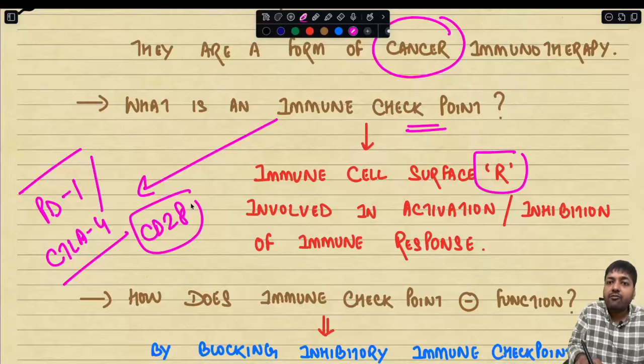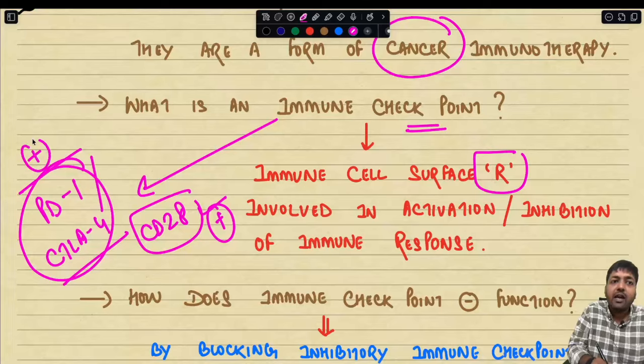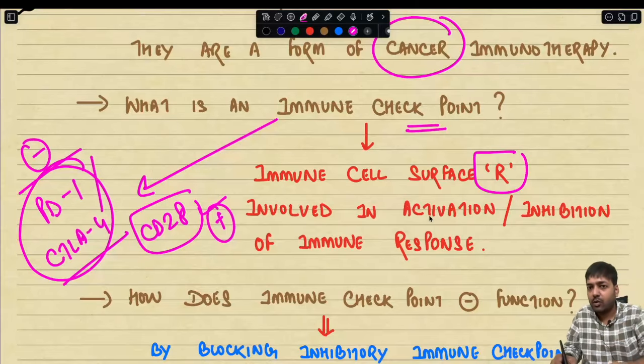Some of these are involved in activation, while others, when activated, inhibit the immune response. CD28, when activated, will stimulate the immune response. PD1 and CTLA4, when activated, will inhibit the immune response. So this is basically an immune checkpoint.